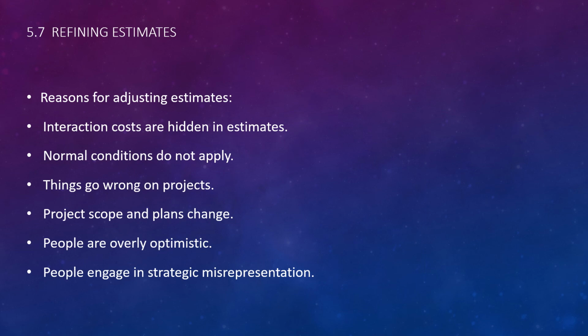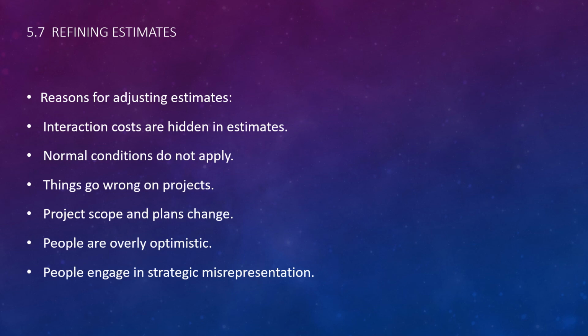How does one refine estimates, and what are the reasons for doing that? We will refine an estimate if the interaction costs are hidden in the estimate. Normal conditions do not apply, so things start to happen out of the normal that we couldn't have expected, and we're going to have to refine. Things went wrong on the project and we redesign. The project scope and plans change, so we get partway through. Maybe we see a market that we can exploit, so we're going to expand our scope because we can hit the market fast and go forward with it. Or maybe, you know what, this isn't that great. We can reduce our scope and just do the bare minimum to get by, and that's going to make everybody happy.